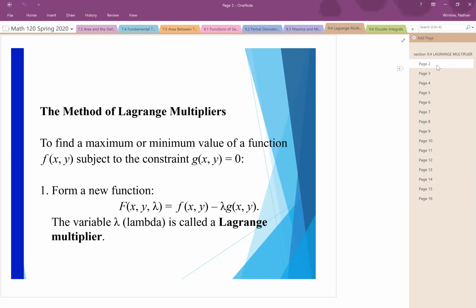You're going to end up doing this later on in your upper level business classes as well. So we want to form this new function, capital F of x, y, lambda. That's going to be equal to our original f of x, y function they gave us, minus lambda times our constraint. Now always make sure that your constraint is equal to 0 before you do this minus lambda times. Our lambda variable there is called a Lagrange multiplier. It's just a little multiplier that we have to worry about here.